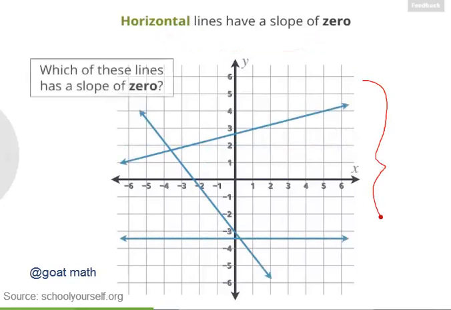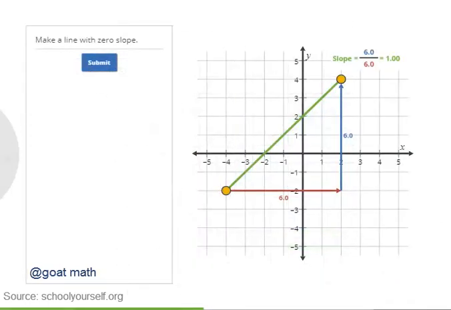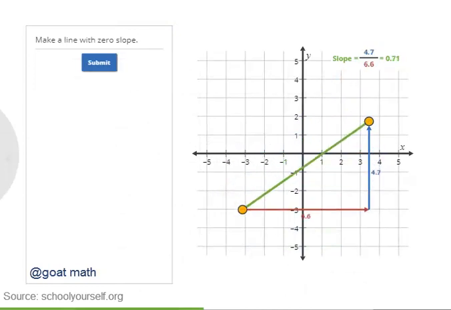So next, take a look at these lines here. Which one has a slope of 0? Okay, so now try making your own line with 0 slope by dragging around these 2 points. Once you've got one, click the Submit button over here.